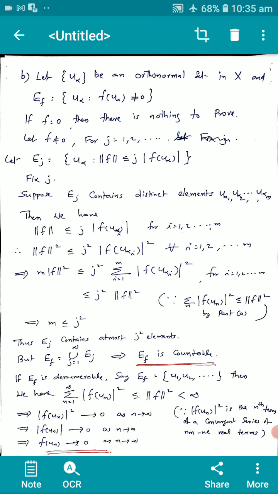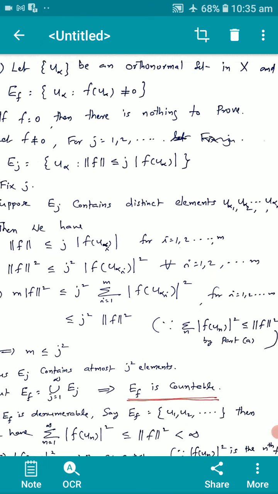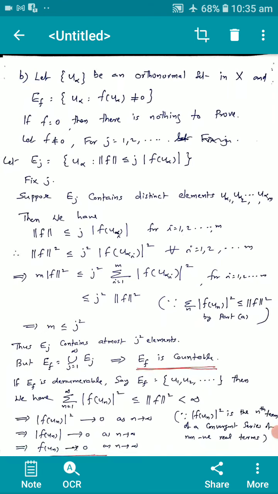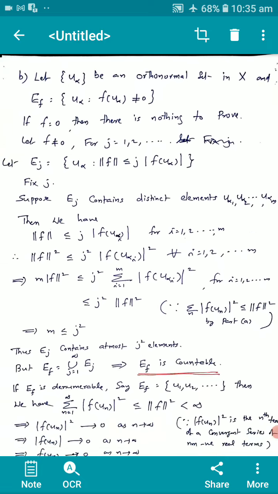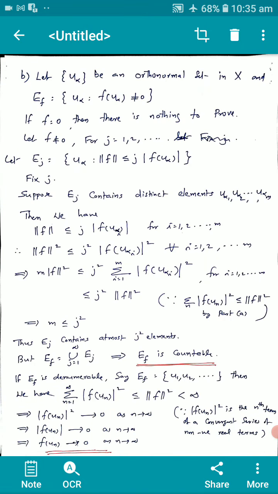Now coming to part B. Let us set u alpha to be an orthonormal set in X, and E_f is the collection of u alpha such that f of u alpha is not equal to 0. If f is equal to 0, then there is nothing to prove directly. If f is not equal to 0, we can discuss as follows. For j equal to 1 to etc., you write Ej. What is Ej? The collection of u alpha such that norm f is less than or equal to j into modulus f of u alpha.